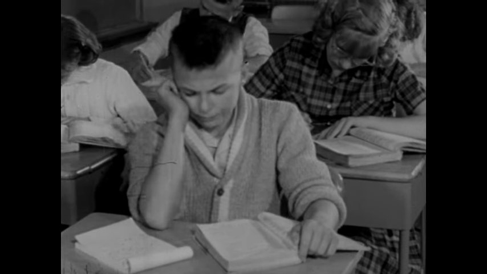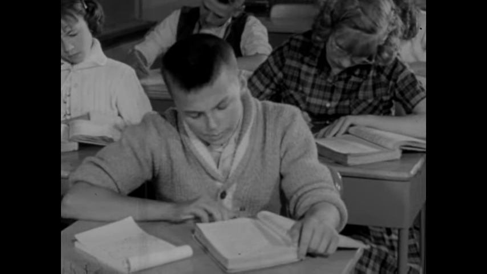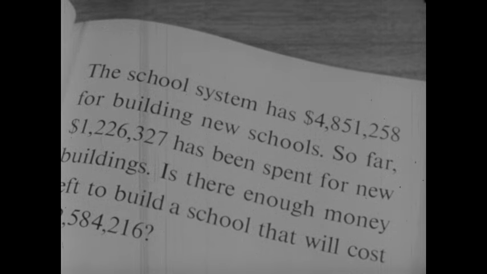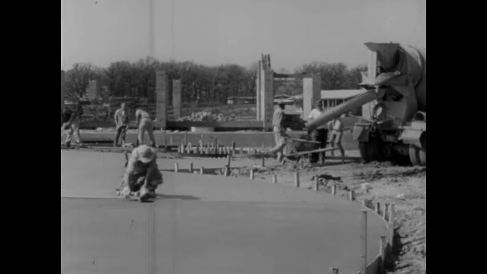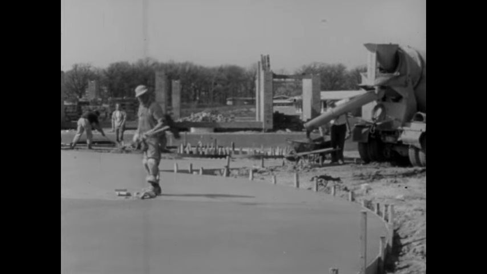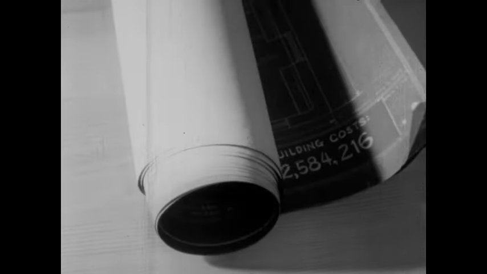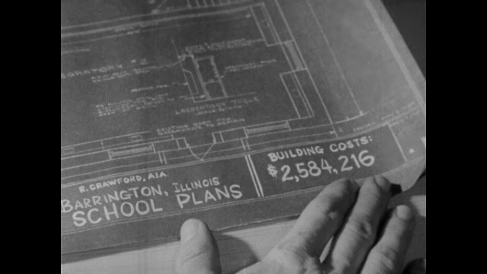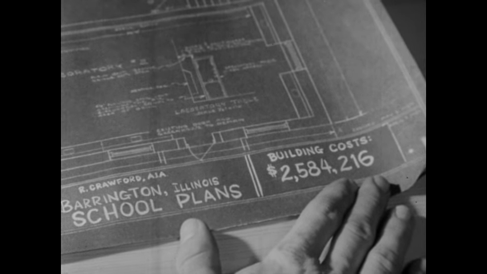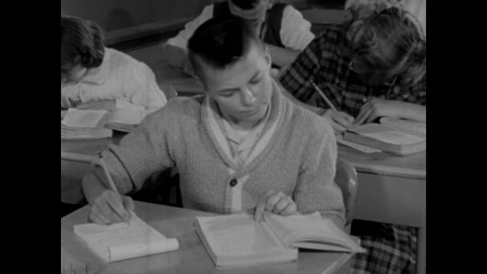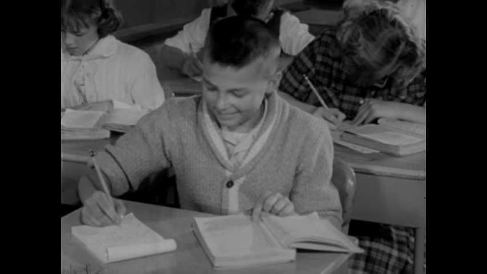Now let's see the problem with large numbers that is confusing Bill. The school system has $4,851,258 for building new schools. So far, $1,226,327 has been spent for new buildings. Is there enough money left to build a school that will cost $2,584,216? The large numbers wouldn't confuse Bill if he estimated the answer as he is doing now. We can do it too.